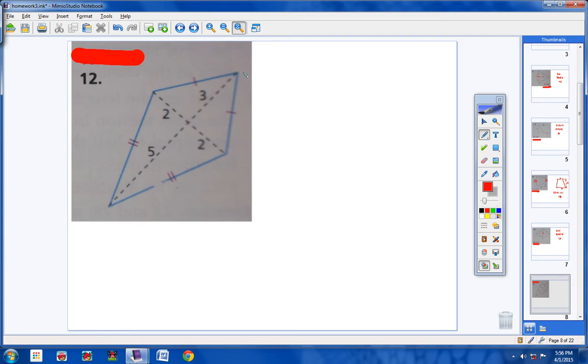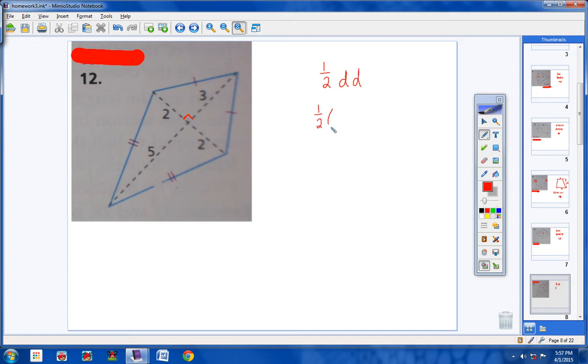I know that I have a kite because these two adjacent sides are congruent, and these two adjacent sides here are congruent, and all four sides are not congruent. So if I have a kite, then I know that I have perpendicular diagonals. So how do you find the area of any quadrilateral that has perpendicular diagonals? 1 half times d times d.